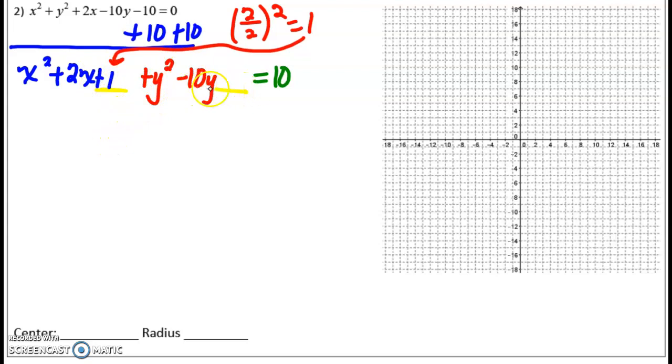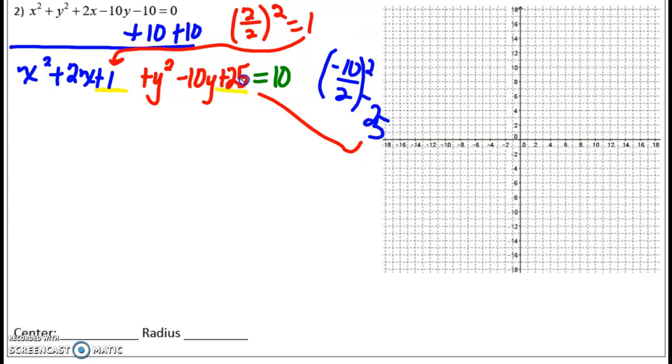I'm going to do the same thing over here with the y's. So I'm going to take half of negative 10, and I'm going to square it. That's 25, and that is going to go right here. And of course I made a big mess of this. And then, by the way, I added a 1 and a 25, so I need to add a 1 and a 25. Looking kind of messy, but you get the gist.